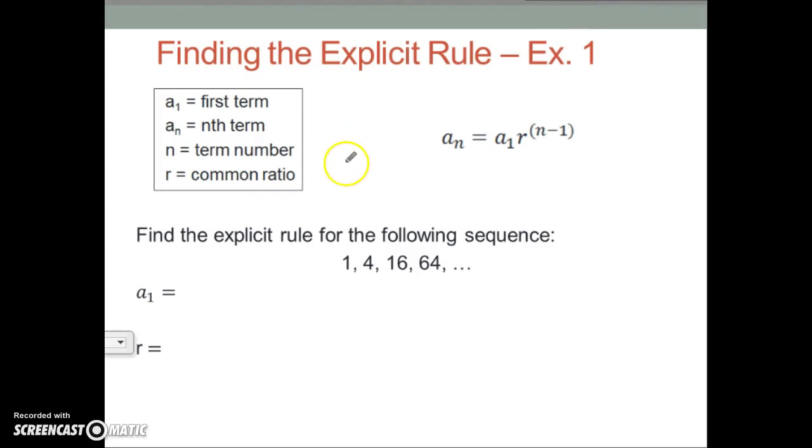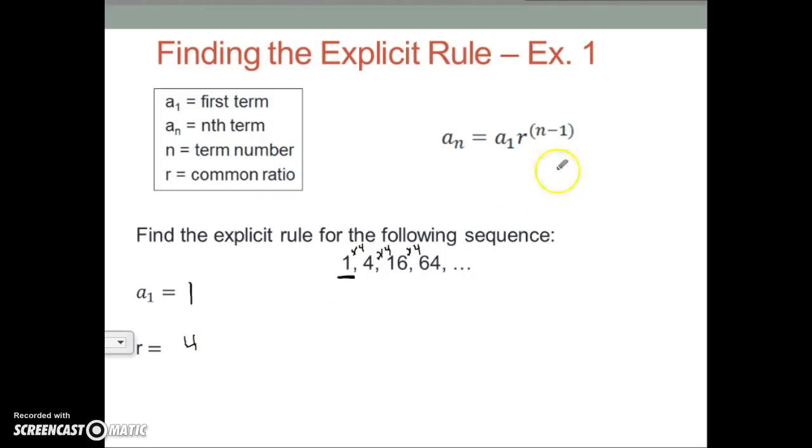So using this with an example, to find the explicit rule for a sequence, we need to identify the first term, and we need to identify the common ratio. So in this sequence, our first term is 1. So we're going to use 1 in place of a sub 1. And our common ratio, 1 times something equals 4. Well, 1 times 4 equals 4. 4 times 4 is 16. 16 times 4 is 64. So our common ratio is 4.